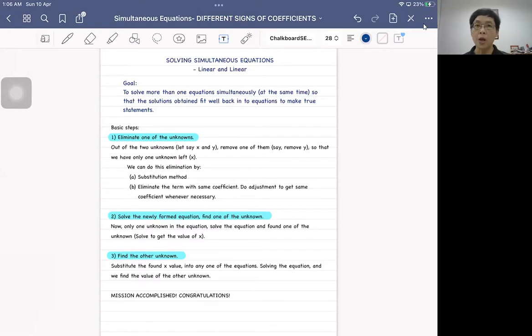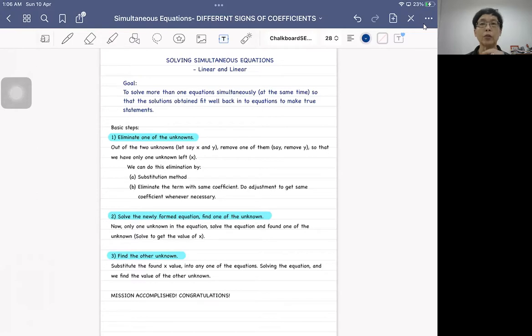The first step is elimination of one of the unknowns. And then once you have eliminated that, you are left with only one unknown linear equation. And with that, you launch your step number 2, where you solve for that first unknown. So you get the value for that unknown.